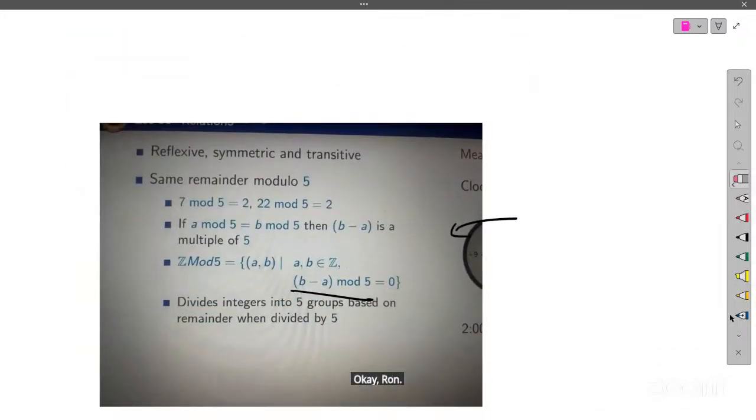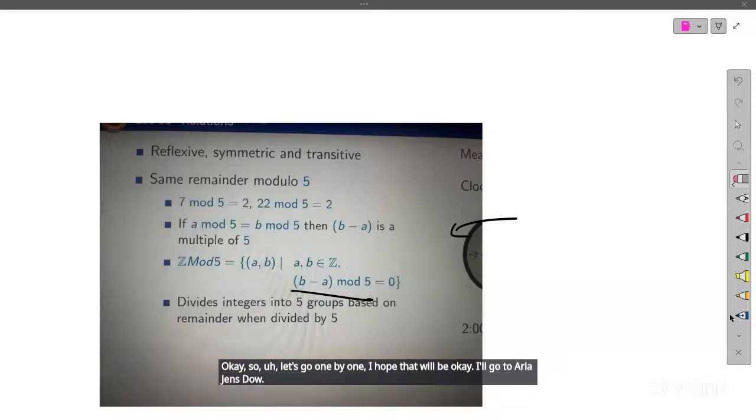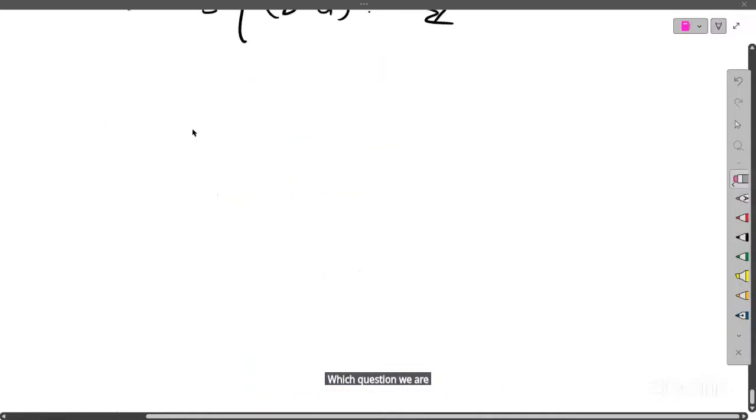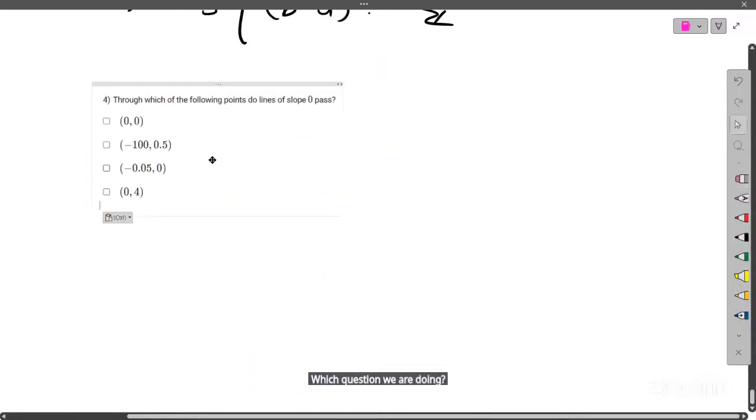Yes, ma'am. Let's go to the next doubt. Ma'am, I have sent you question number 10. Okay, so let's go one by one. I'll go to Arya Jain's doubt. I'm reacting to the message so that you guys can see which question we are doing. So this is the question.